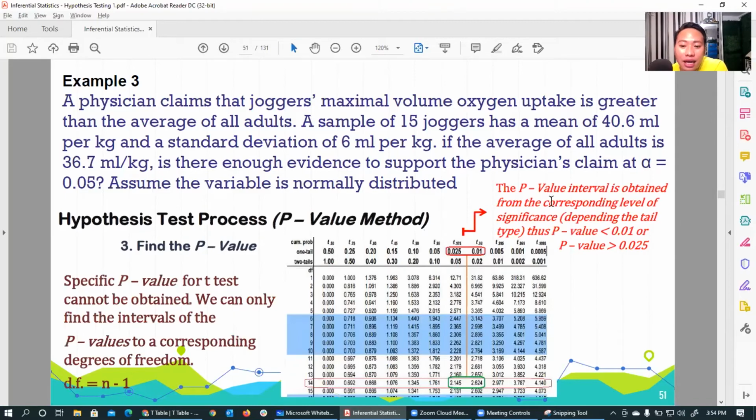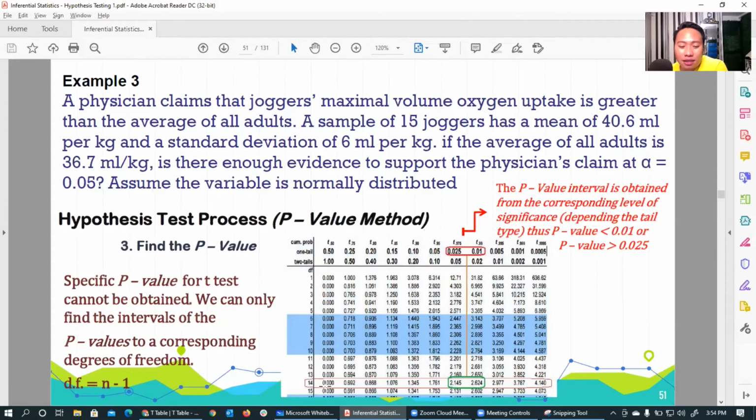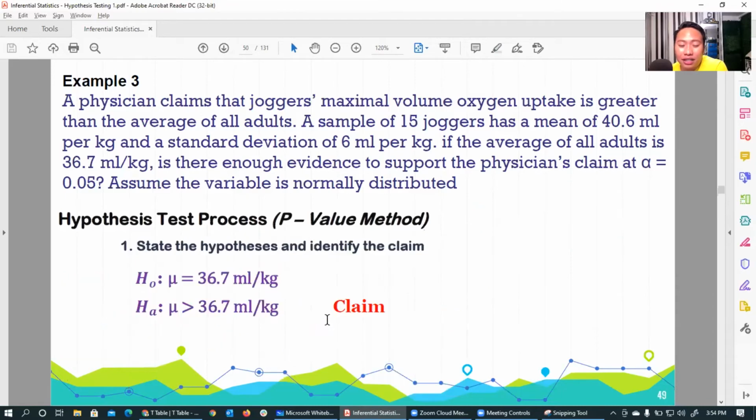Using the p-value method, you wouldn't be able to determine the exact p-value. But what we can do instead is look for the corresponding degrees of freedom. We're still using degrees of freedom because this is a t-test. N minus 1 is 15 minus 1, which is 14. So focus on degrees of freedom of 14, this row 14. Now, is this a one-tailed or two-tailed test? This is a one-tailed test because the alternative hypothesis says greater than.